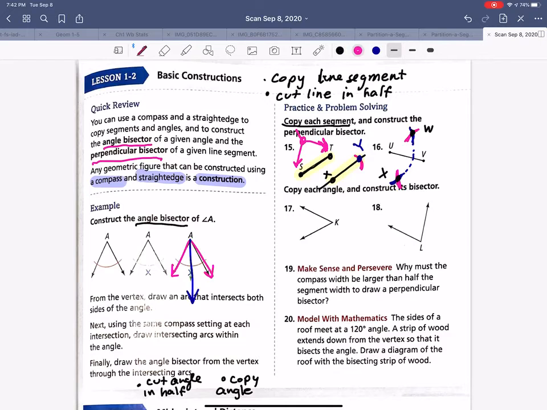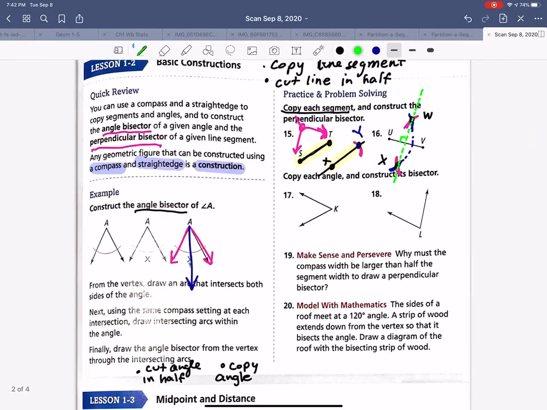And my last step would be to take my straight edge and connect these lines. Notice the green line does make a 90-degree angle, and it cuts UV in half. All right, now let's look at 17 and 18.